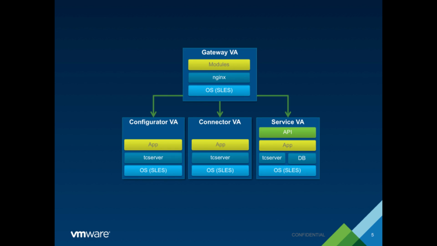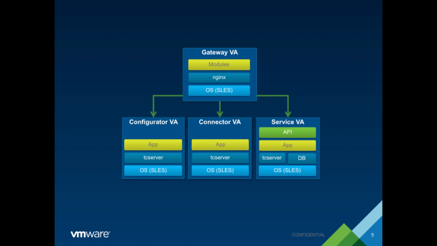This is a brief look at the technical architecture of how Workspace is deployed today. Workspace Portal 2.0 contains 4 virtual appliances. There's a gateway that sits in front of the other virtual appliances. The configurator is an admin tool where you configure the Workspace appliances. We have a connector which takes care of all the integration and the synchronization options between Horizon and all the other pieces that Workspace integrates with. That's the connector that takes care of that specifically.